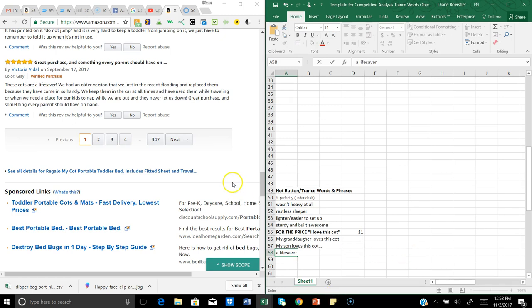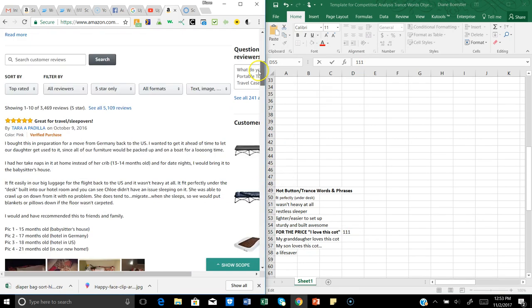So you're going to go through and pull out those, right? Great purchase and something every parent should have. When someone's saying great purchase, they are still focused on the cost. Did I get my value? Was it a great price? Did I get what I felt like I got? It's a great purchase.